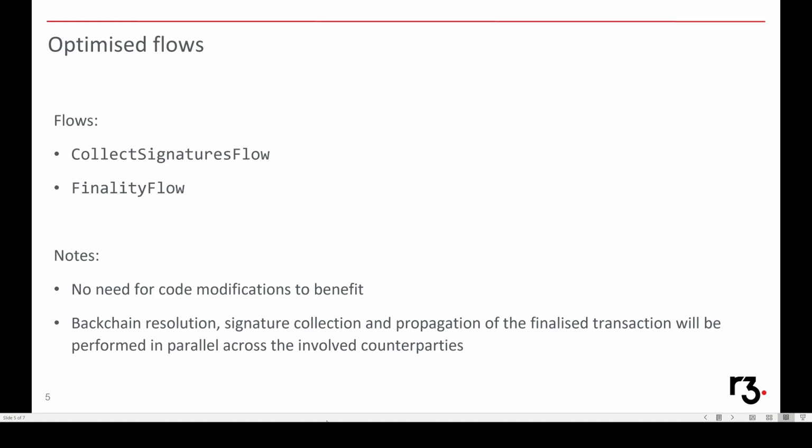Great. And I see there's some notes at the bottom there. So no need for code modifications to benefit. So you will not have to change your existing Corda app in order to benefit from these changes. But am I right in saying that you will see the greatest benefit if your transaction involves multiple parties? Yes, exactly. So the bigger the number of parties that are involved in the flow, as we mentioned before, the larger the benefits you will expect from using the newer versions of these flows.